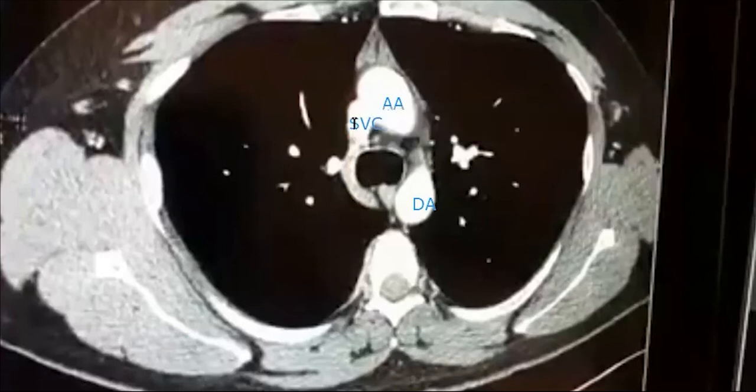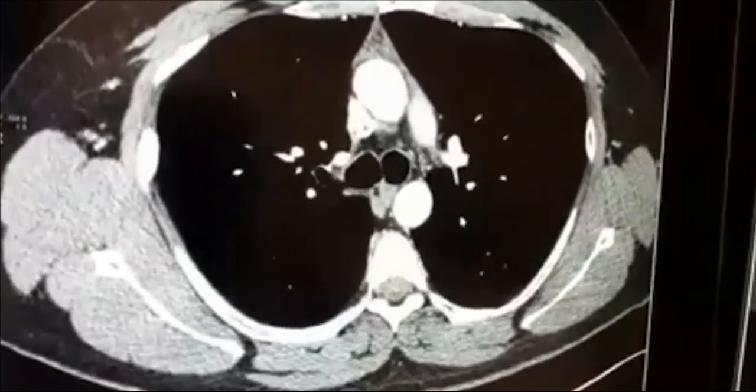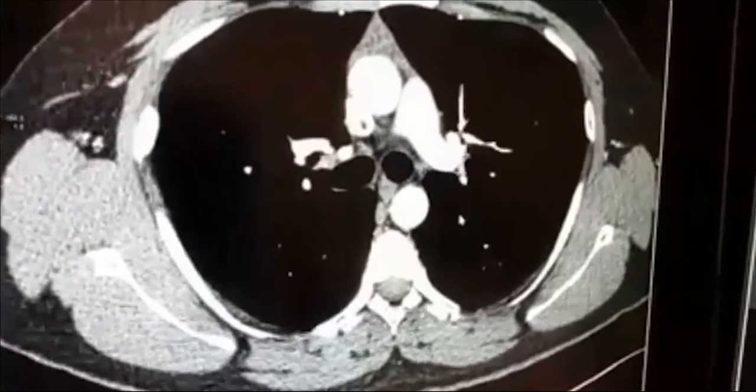So this is the superior vena cava, and here you can see the trachea is slightly widening. It has started bifurcating into the left and right bronchus. Let us scroll down. Now you can see the trachea has already bifurcated into its left and right main bronchus.